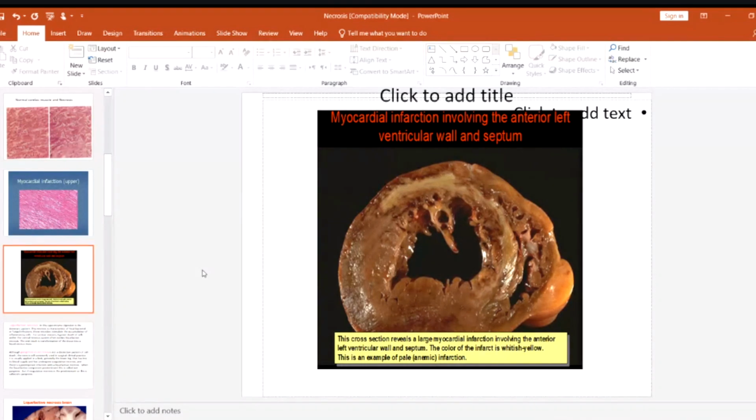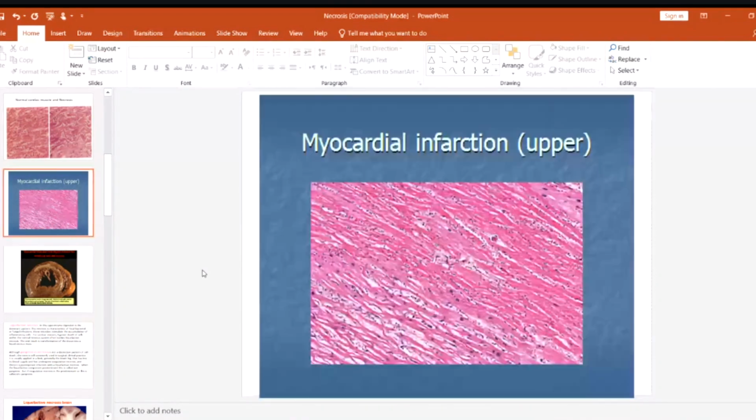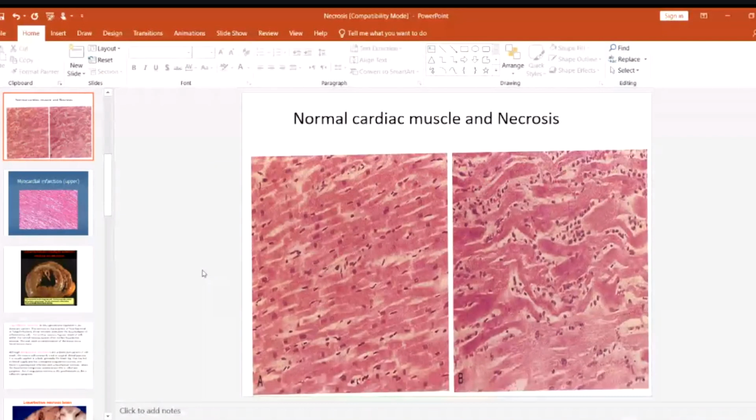The first type that I talked about is coagulative necrosis. In coagulative necrosis, the most common cause is ischemia and hypoxia. In all tissues except the brain, it will end in coagulative necrosis. So first step: no blood, no oxygen, cell injury, necrosis. Here sometimes we call it infarction, meaning death.